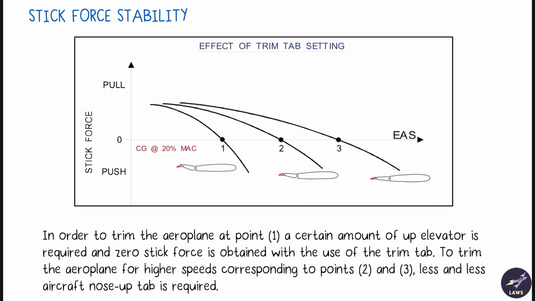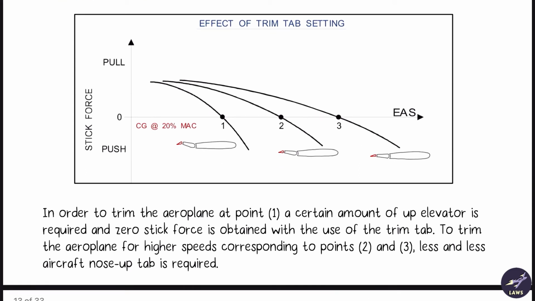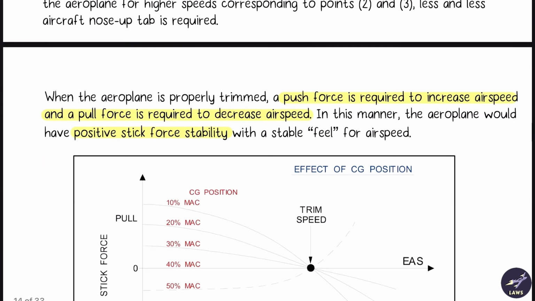So that is it for now. We'll do a bit more in detail about trim in the controls chapter. When an aeroplane is said to be properly trimmed, if you apply a push force, the airspeed will increase. That is, if you push the control column forward, the airspeed will increase, and a pull force will decrease the airspeed. If this happens, we say that it has positive stick force stability, or stick force stability.